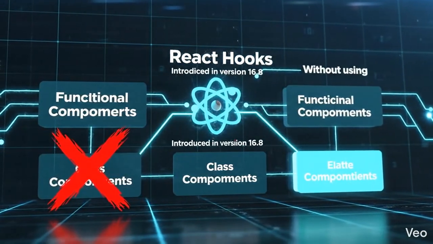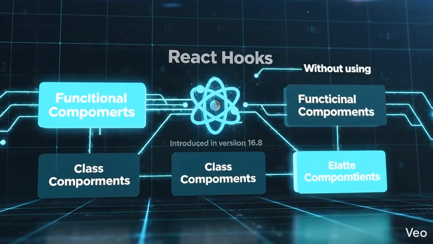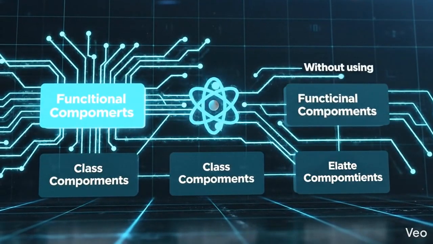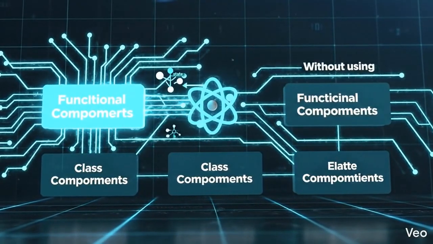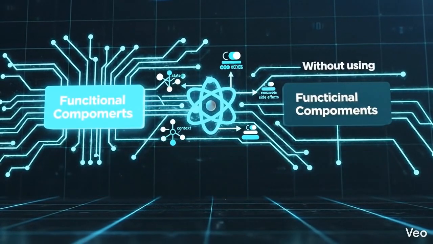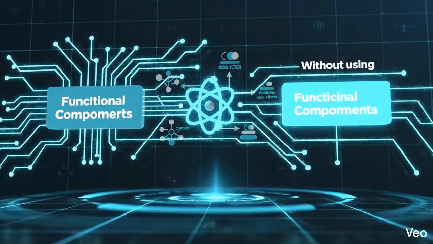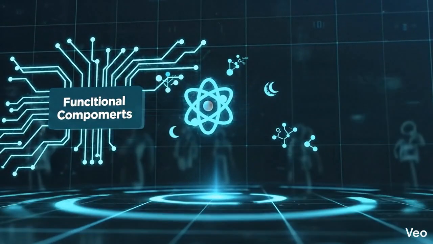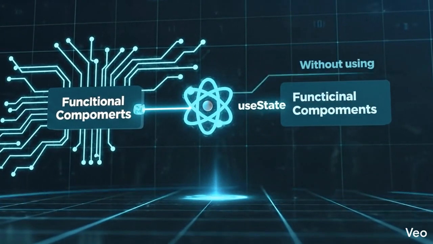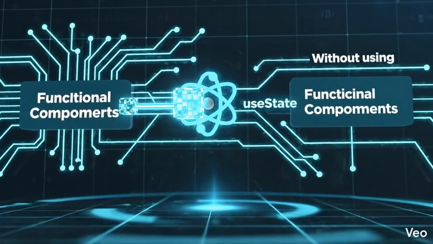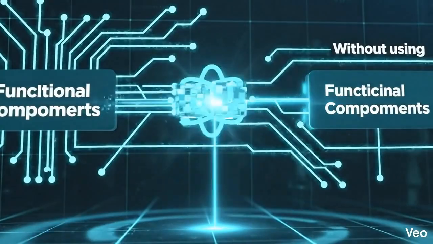Introduced in version 16.8, hooks transformed functional components into powerful and flexible instruments. They allow developers to manage state, handle side effects, access context, and reuse logic directly. The most commonly used hook is useState, which lets you add state to a functional component using a state variable.